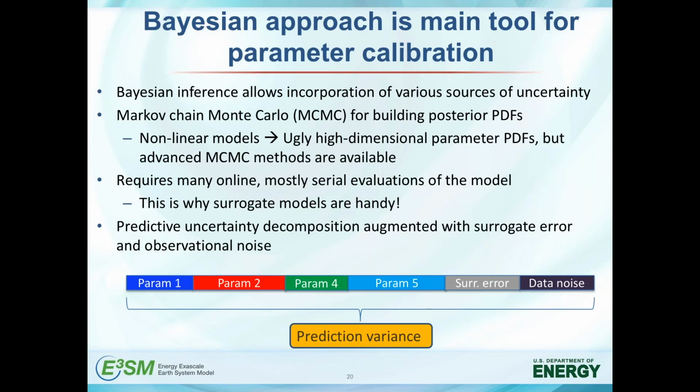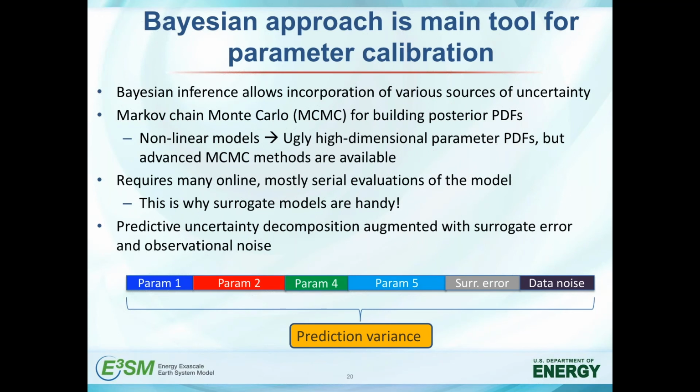Predictive uncertainty: when we construct these surrogates, of course, we're introducing an additional source of error to the problem. The surrogate isn't going to be 100% accurate in every case, and so there are additional errors that come with the surrogate model. But we can estimate as part of this process how much error the surrogate is contributing, and also observational noise as well.